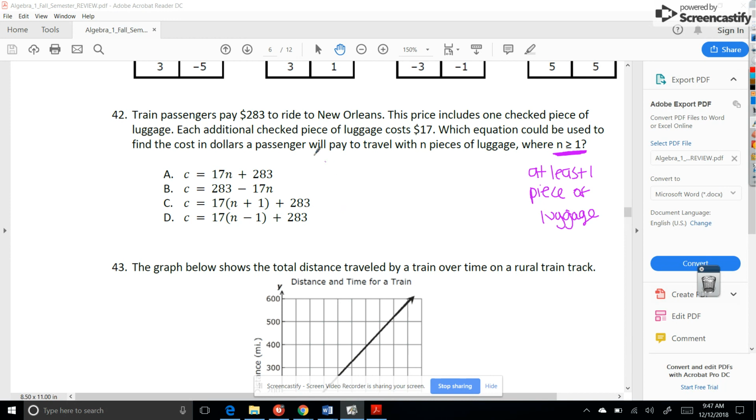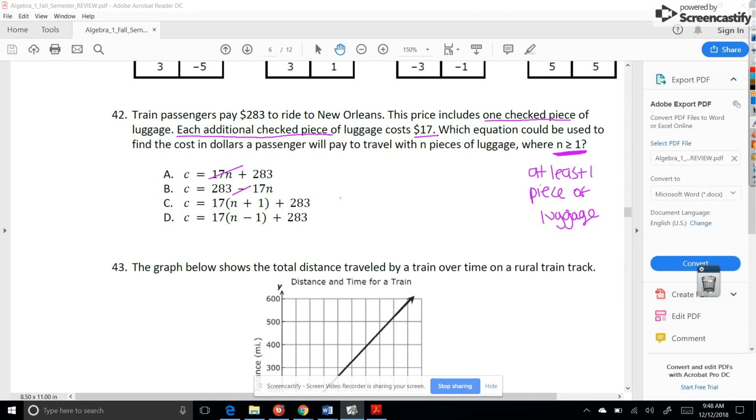Okay. So it says each additional checked piece is 17. So I wouldn't necessarily say 17n because the first one is free. So that means that if I bought one, I would pay $17 and I'm not paying it because it's included. It doesn't subtract. You're not going to get money back. So it can't be that.